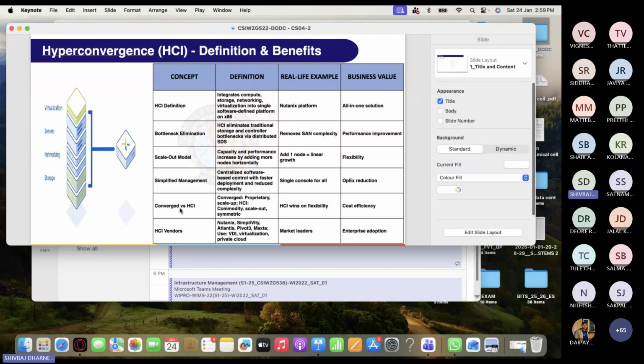The benefits are that it is easy to scale. You can add nodes or increase the capacity. It is lower cost than the traditional approach, with very simplified management and high availability. So HCI is an architecture that integrates everything.